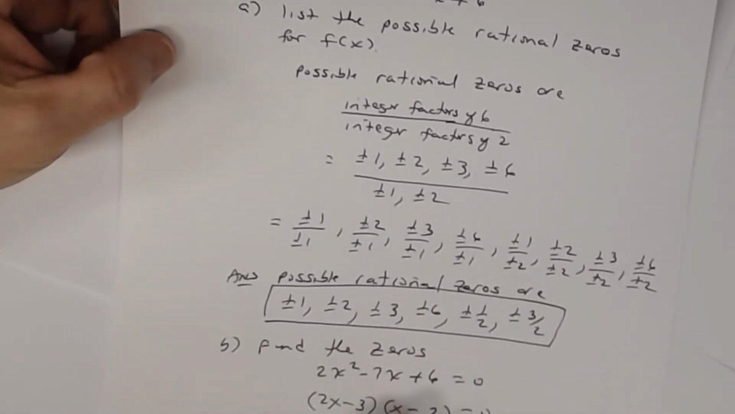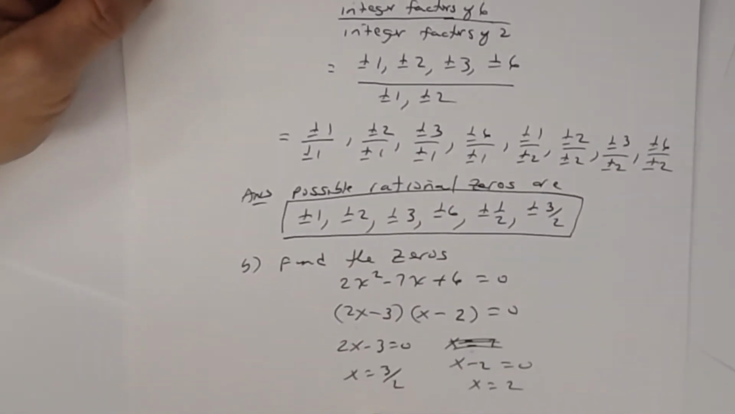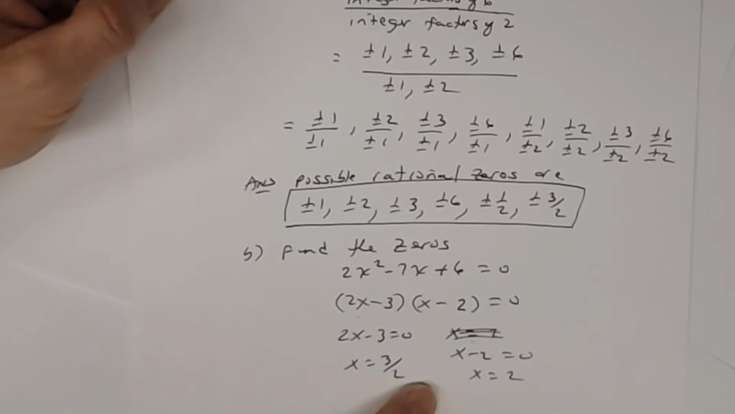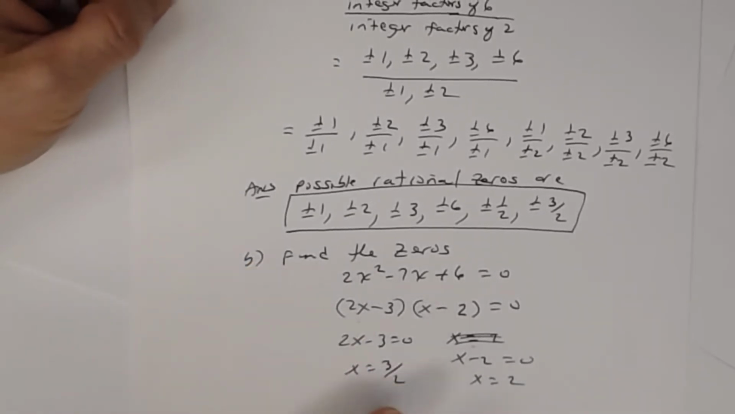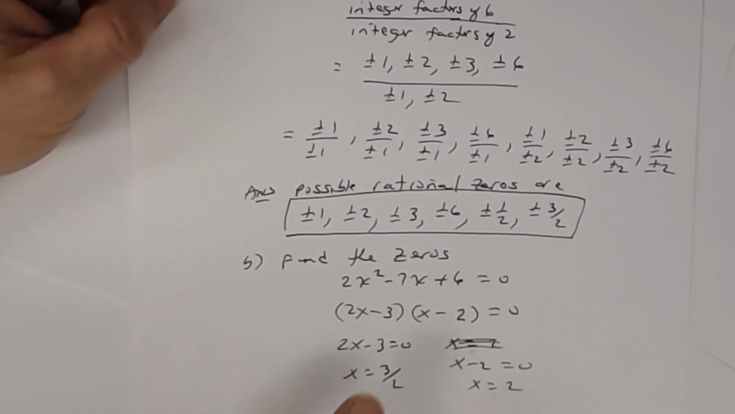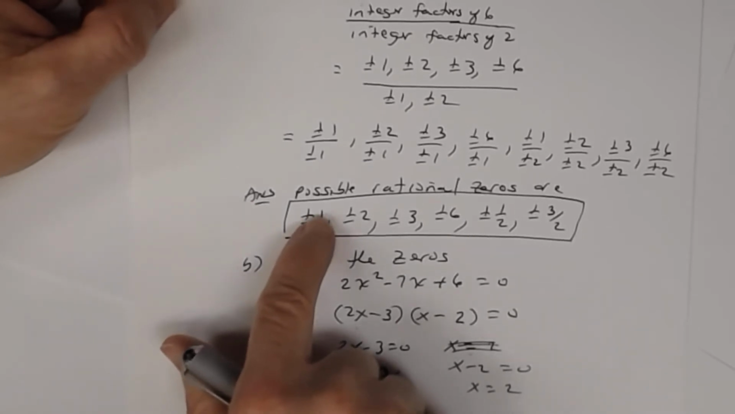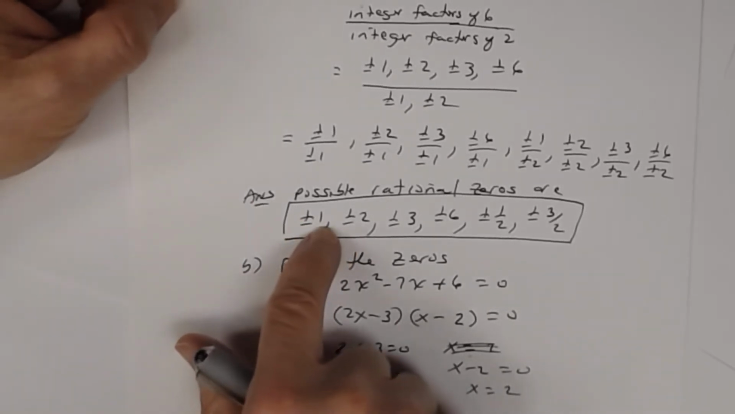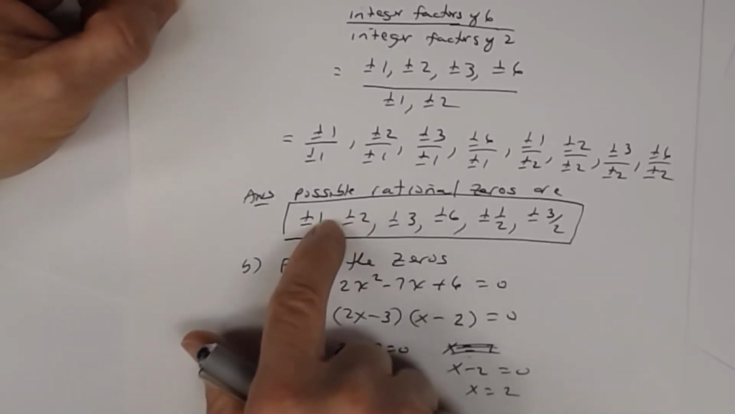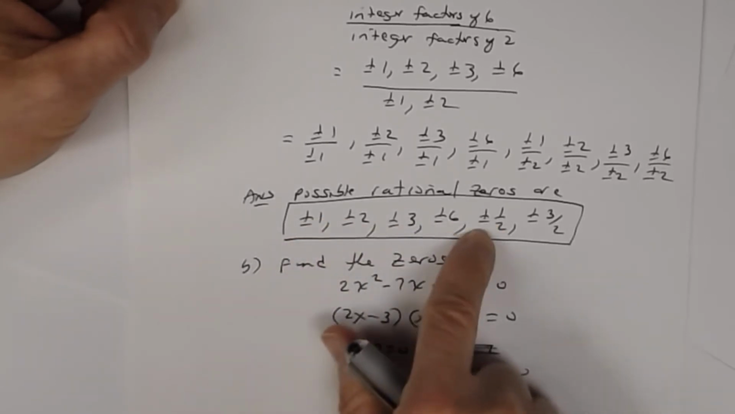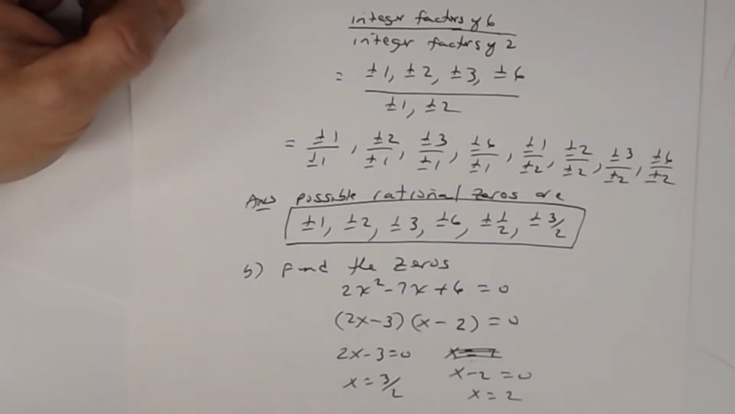Now, what I did here, though, was I just factored to actually find the zeros. But they're not always going to be that easy. So in the next lesson, you're going to learn how to use synthetic division to determine what the zeros are, if there are any.